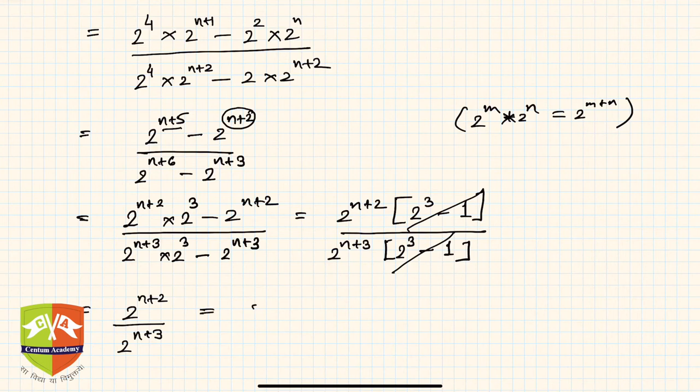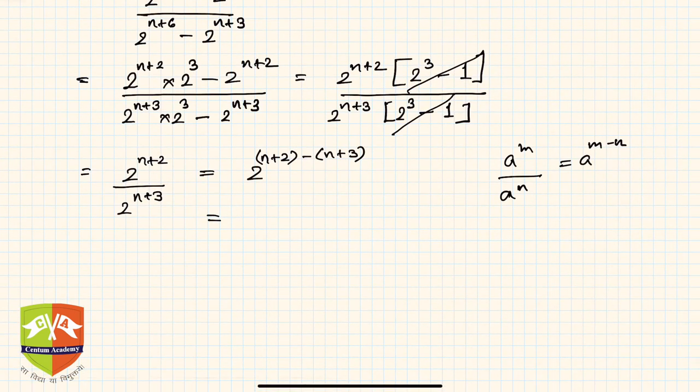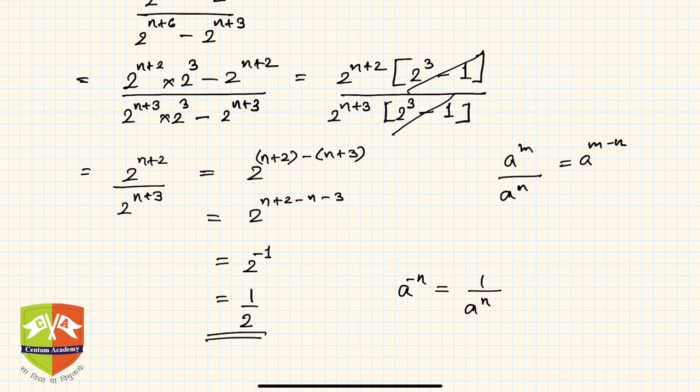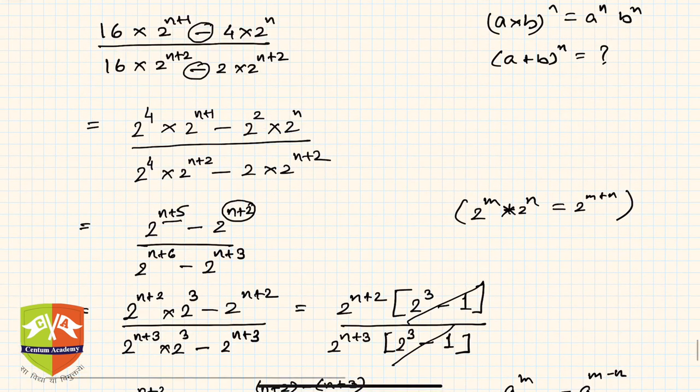Which can be written as 2 to the power (n plus 2) minus (n plus 3), isn't it? Why? Because a to the power m divided by a to the power n will be a to the power m minus n. Now hence what will be the result? Result would be 2 to the power n plus 2 minus n minus 3, which will give me 2 to the power minus 1, which is finally 1 upon 2. Why? Because a to the power minus n is 1 upon a to the power n, right? So hence the answer is 1 by 2 for this particular simplification problem.